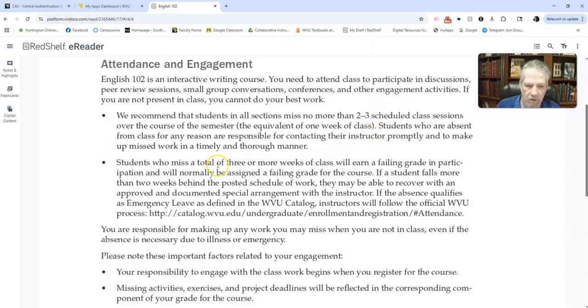And so it says here, students who miss a total of 3 or more weeks of class will earn a failing grade. So if you miss a couple weeks, that's going to hurt you. But if you miss 3 weeks in a row, you're taking the chance of being dropped from the class, actually failing the class. So in other words, you've got to make sure you participate. You've got to turn stuff in every week so that you show you're actually being present, so to speak, as an online student.